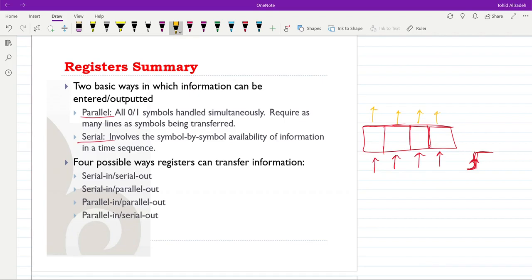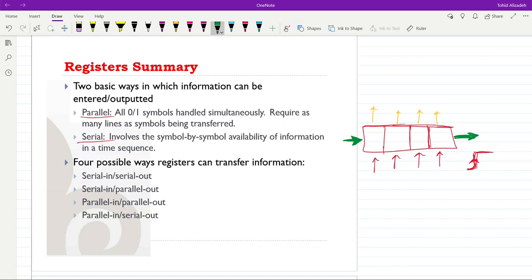But when we have the serial way, it means that we can provide the data into the flip-flop, which is the first cell of the register. So at each clock pulse, only one bit of information could be inserted into the register. And similarly for the serial out, we can take out one bit of information at each rising edge of the clock. Okay?